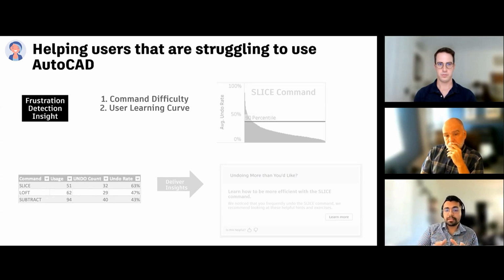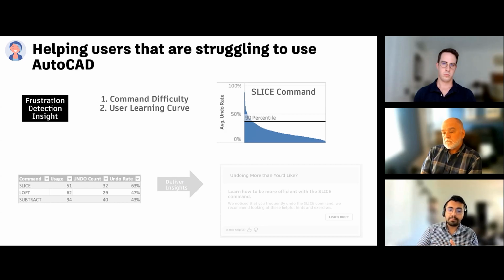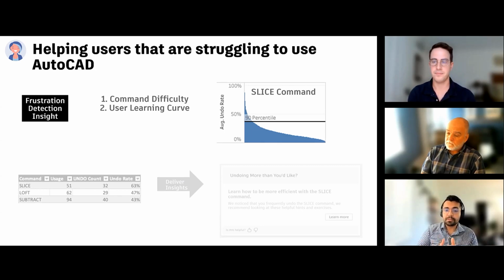The first one that we try to answer is how difficult a particular command is when compared to other commands in AutoCAD. The other one is what is this user's learning curve when compared to other users. And now let's take an example of Rachel and see what she has been doing with AutoCAD. She has been using the slice command to divide the 3D objects that she needs to draft.